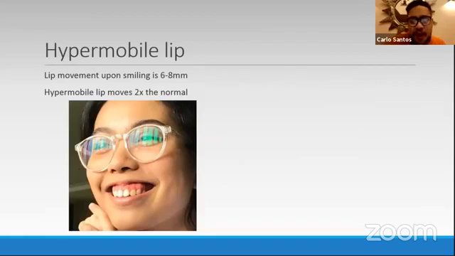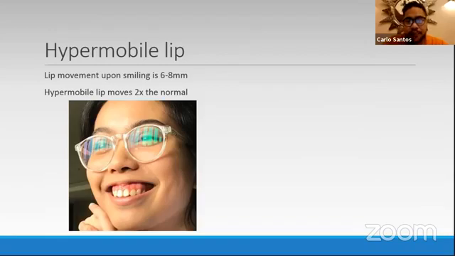Okay, this is the patient a while ago who had her depigmentation. So, hypermobile lip. Patients with hypermobile lips, when they smile, you see that it's really wide. Lip movement upon smiling is normally 6 to 8 millimeters. A hypermobile lip is 2 times the normal, so it's around 16 to 22 millimeters.